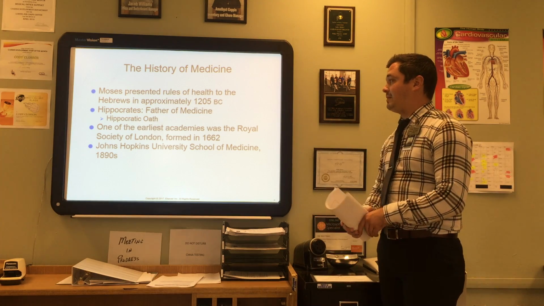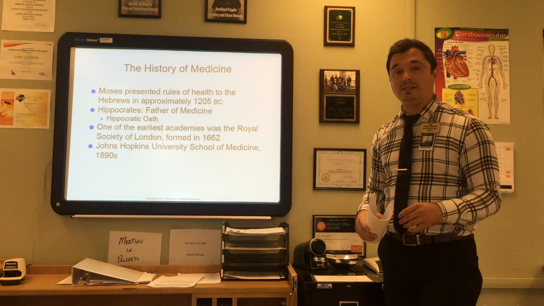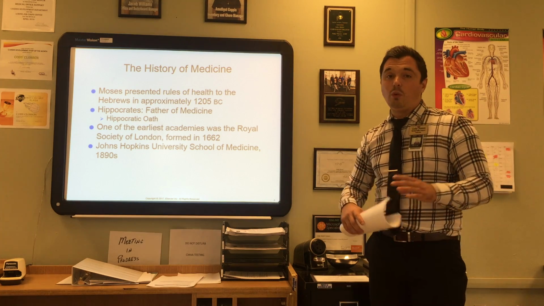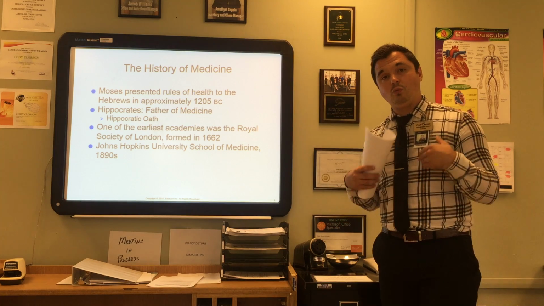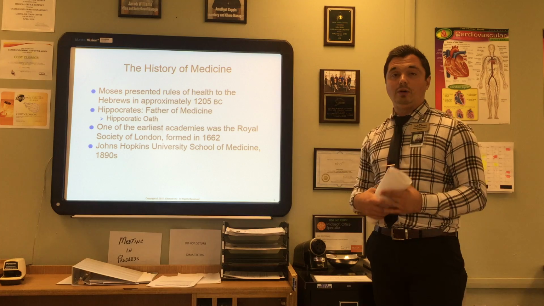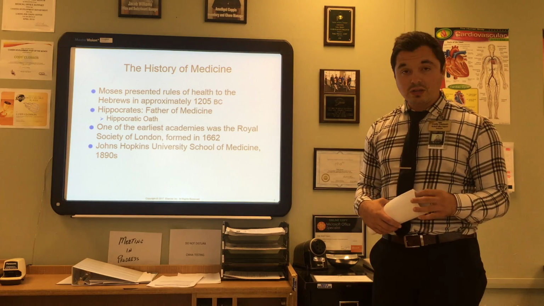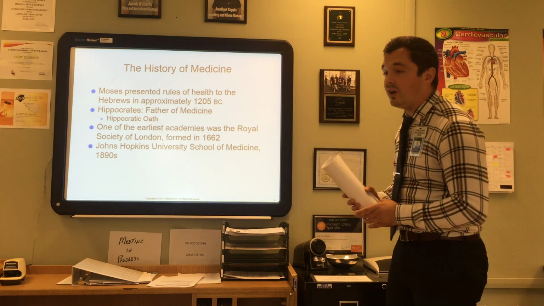One of the earliest academies was the Royal Society of London. It was formed in 1662. Okay, that was like one of the first medical schools. That's where you went and you learned the anatomy. Okay, you learned what was going on. Now, of course, it wasn't as advanced as today's medical schools are, but it was the first.